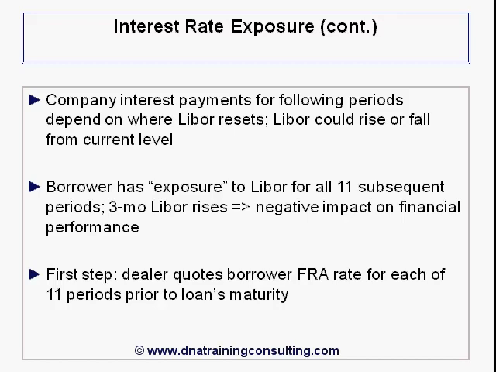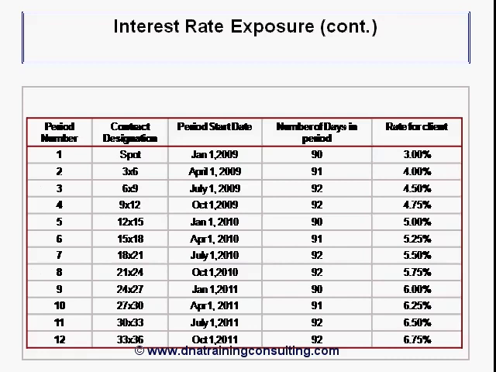As a first step, the dealer could quote the company the FRA rate for each of the 11 periods prior to the loan's maturity. The rates shown, which include the dealer's profit margin, appear in this table. The table confirms that the spot rate for 3-month LIBOR is 3%.